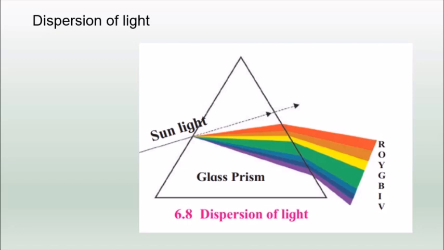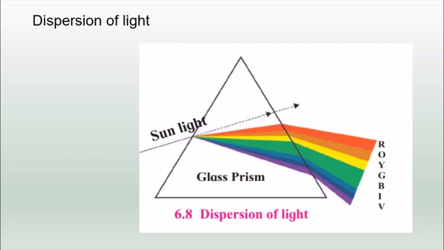So what is dispersion of light? The process of separation of light into its component colors while passing through a medium is called the dispersion of light. It can happen through a glass medium or through a water droplet. As it disperses, it gives different colors, and this is how a rainbow or VIBGYOR can be seen.